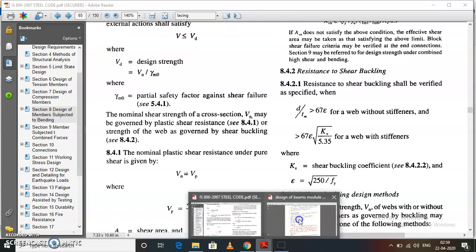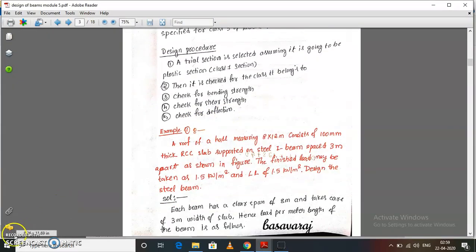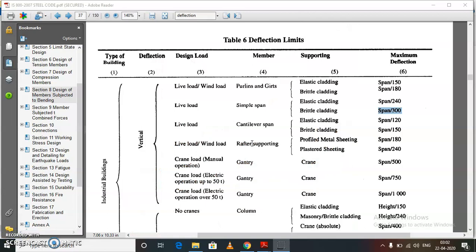And the next and last step is to check for the deflection. The vertical deflection has to be calculated by using the relevant formulas, and the calculated vertical deflection should be less than span by 300, given in Table number 6 of the IS 800 codebook. The deflection of the beam can be calculated using the relevant formulas based on the type of load acting on the beam, whether it is a point load, a UDL, or an eccentric load, or whether it is a cantilever beam.